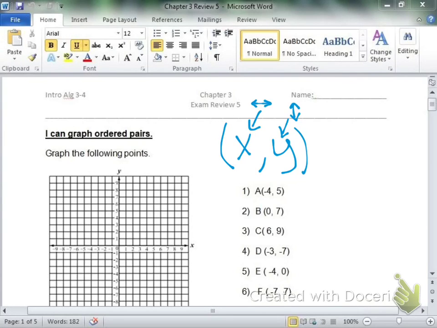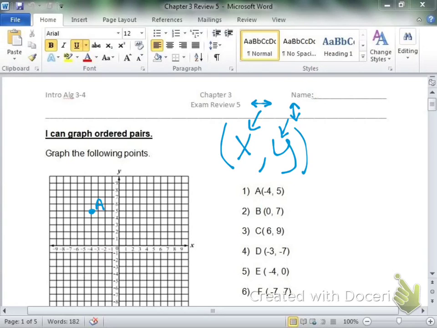Okay? So the first number on number 1 is a -4. That means I'm going to start by going left 4. Left is a negative number, so if it's a negative, we go left. And then the 5 is positive. A positive y value means you're going to go up. So you need to put a point right here. So left 4, up 5, and you label that with an A.